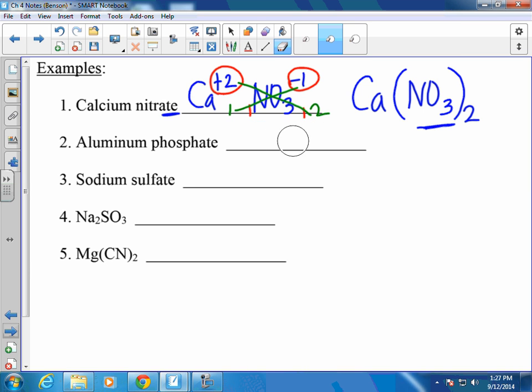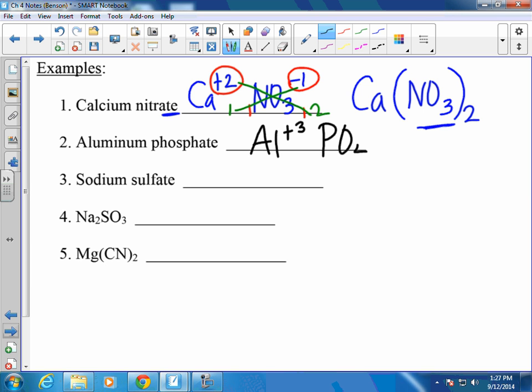Same thing, I'm going to look up aluminum phosphate. I look up aluminum and I recognize that it's Al +3. I look up phosphate, PO4 -3. Again, this is representing a polyatomic ion. It's a unit. And if I look, I have +3 and -3. Well, that equals 0, so I don't need to do any crisscrossing. I just simply write down the formula for aluminum phosphate.